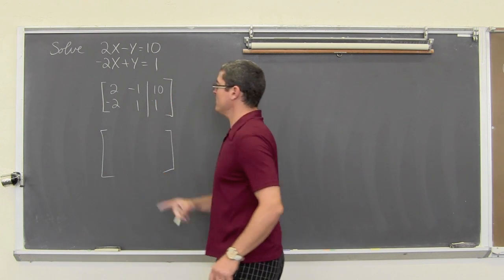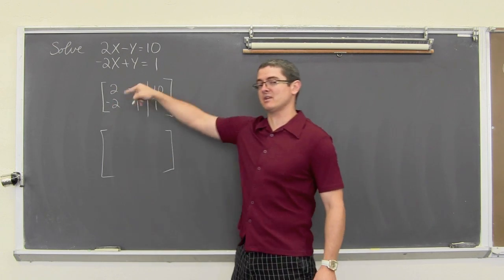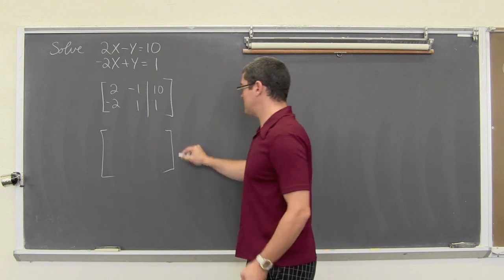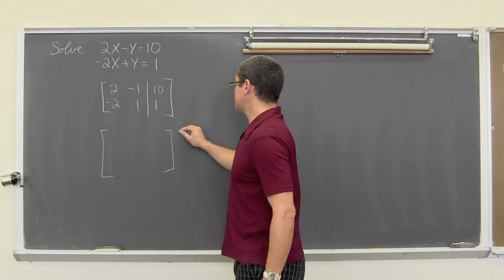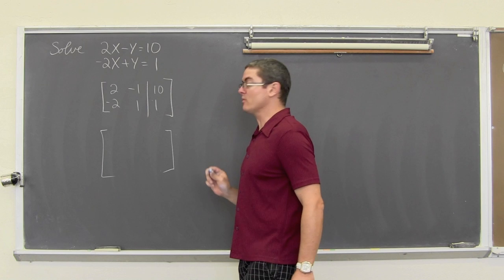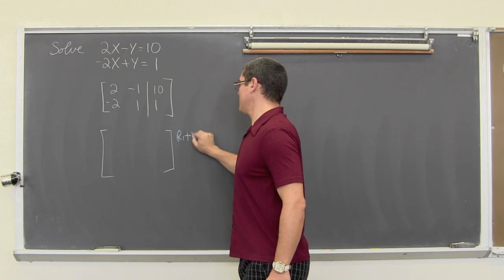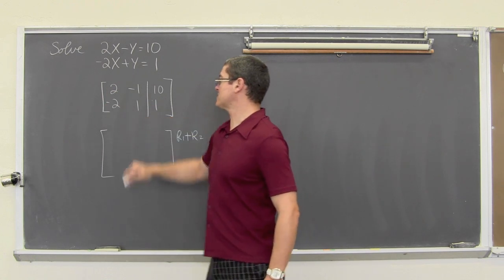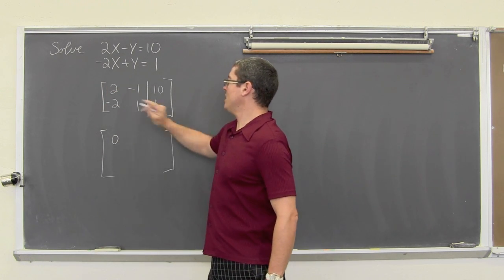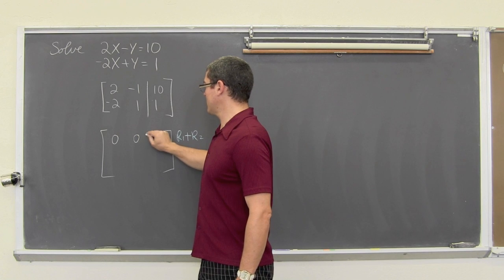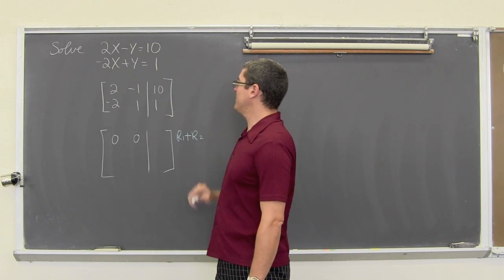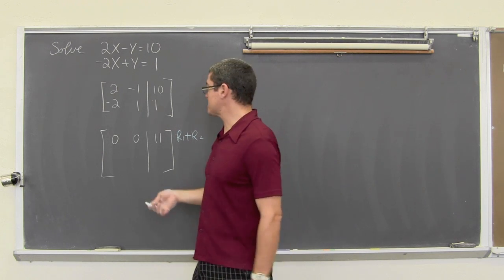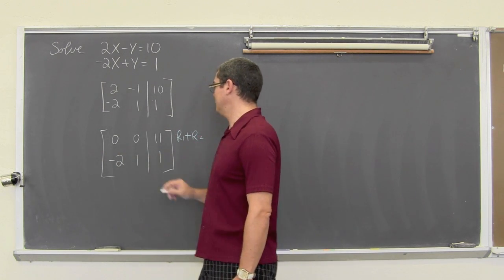Well, let's see. I've already got a set of opposite coefficients, and actually I have both pairs that are already opposites. And so we're going to try and take the first row here. We want the new row to be a result of row 1 plus row 2. So we have 2 plus negative 2 is equal to 0. 1 plus negative 1 is equal to 0. And then we have 10 plus 1, which is equal to 11. And then our bottom row stays the same. We have negative 2, 1, and 1.